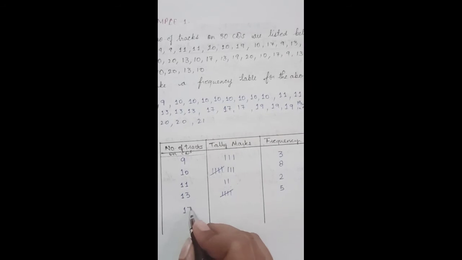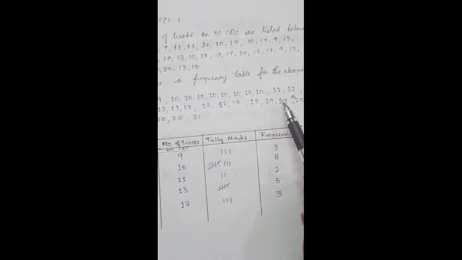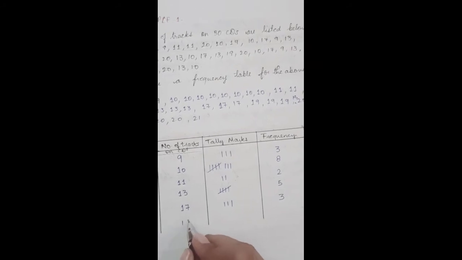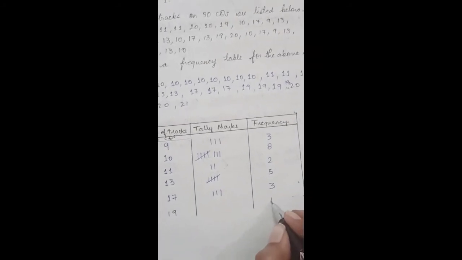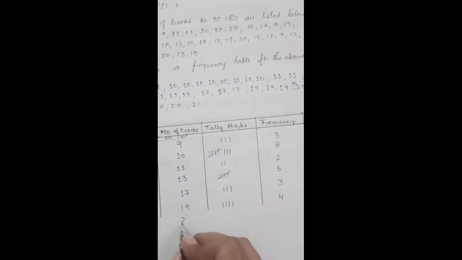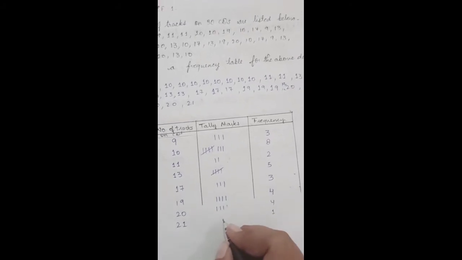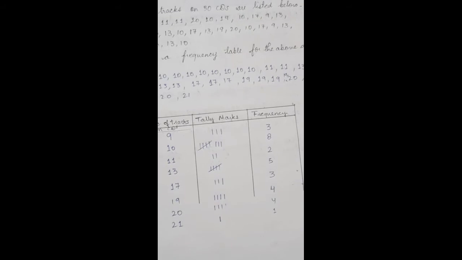Next is 17. 1, 2, 3. So we write 3 here and 1, 2 and 3. Then again 19, 1, 2, 3 and 4. The frequency of 19 is 4, and we write 1, 2, 3, 4. Next is 20, the frequency is 4, 1, 2, 3 and 4. And the next is 21. The frequency of 21 is 1 and this is your tally mark.